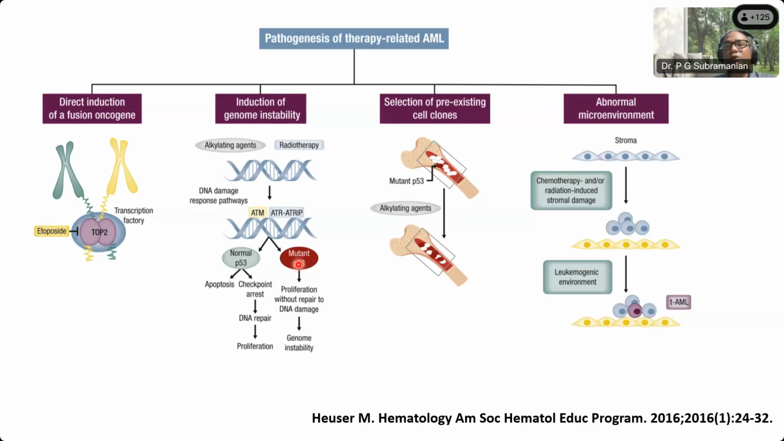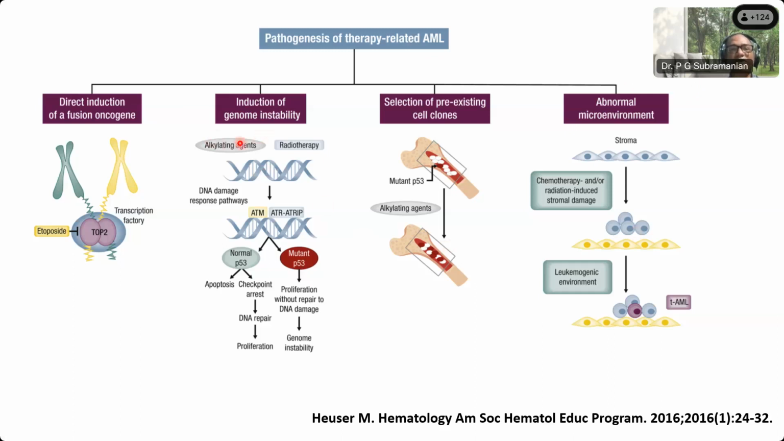So there are various causes for therapy related AML. Therapy related AML has a very poor prognosis. It's not a good thing, but it happens, and it could be due to direct induction of a fusion oncogene like topoisomerase 2 inhibitors, induction of genome instability by alkylating agents and radiotherapy, then selection of pre-existing cell clones, and an abnormal microenvironment inducing a leukemogenic effect. So these are the 4 mechanisms postulated for therapy related AML.